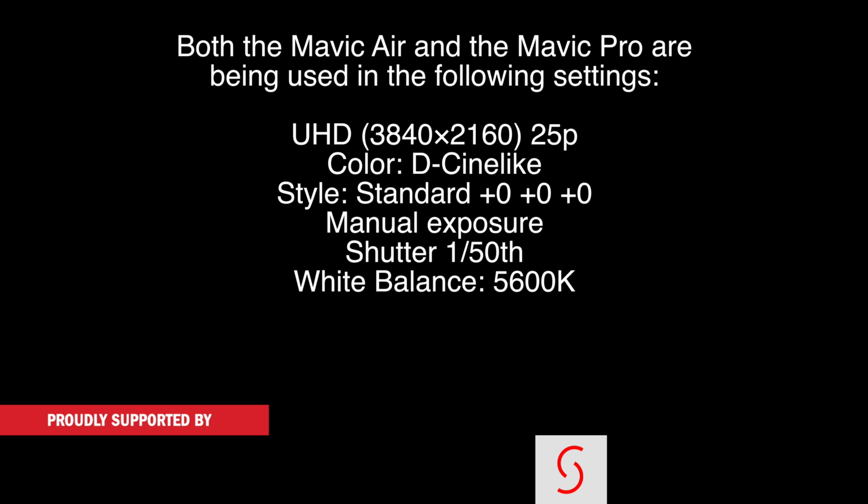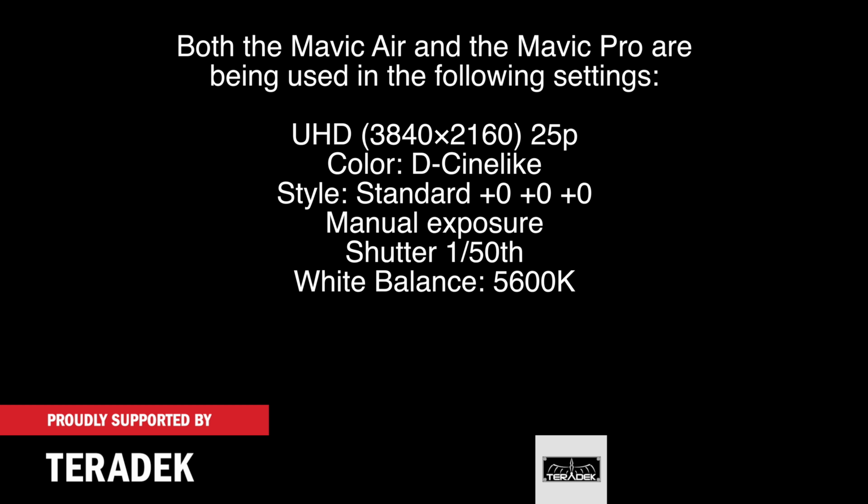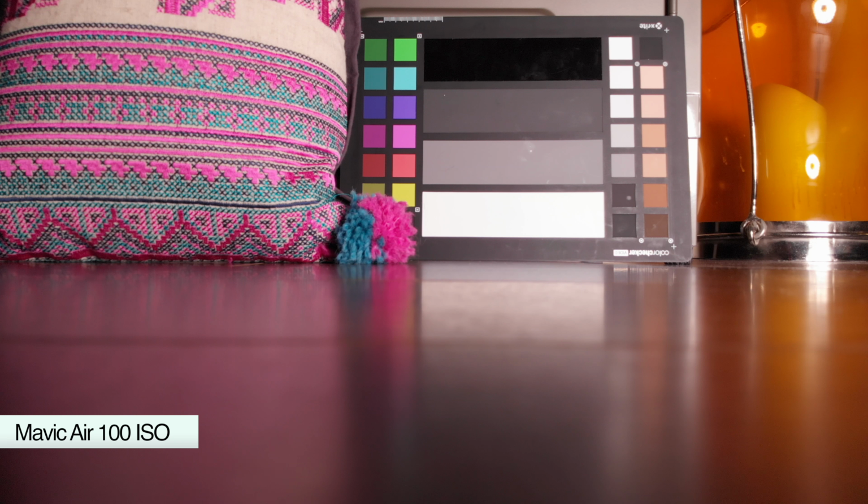Now in this test we're just going to compare the Mavic Air and the Mavic Pro in terms of their low light performance when you raise up the ISO values. Both drones were set in the following settings, and the white balance is preset at 5600K for both shots. So firstly we're going to look at the Mavic Air.